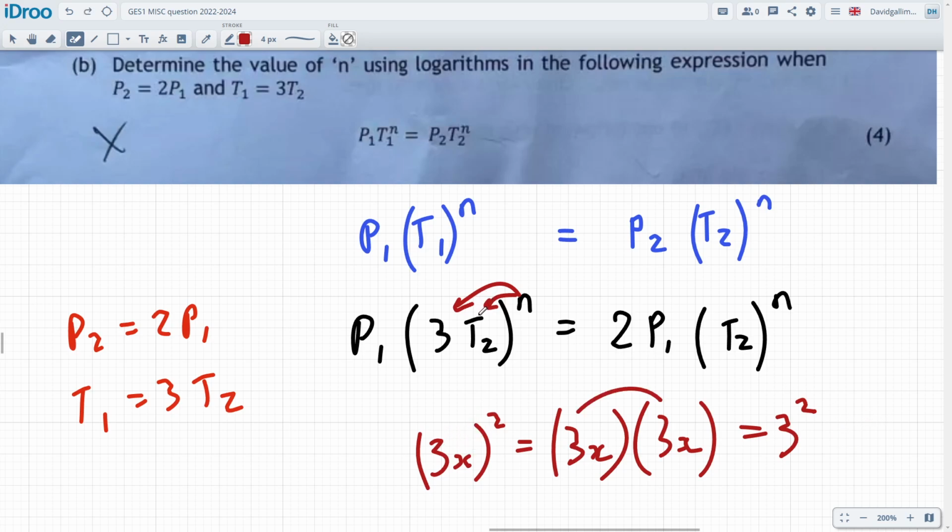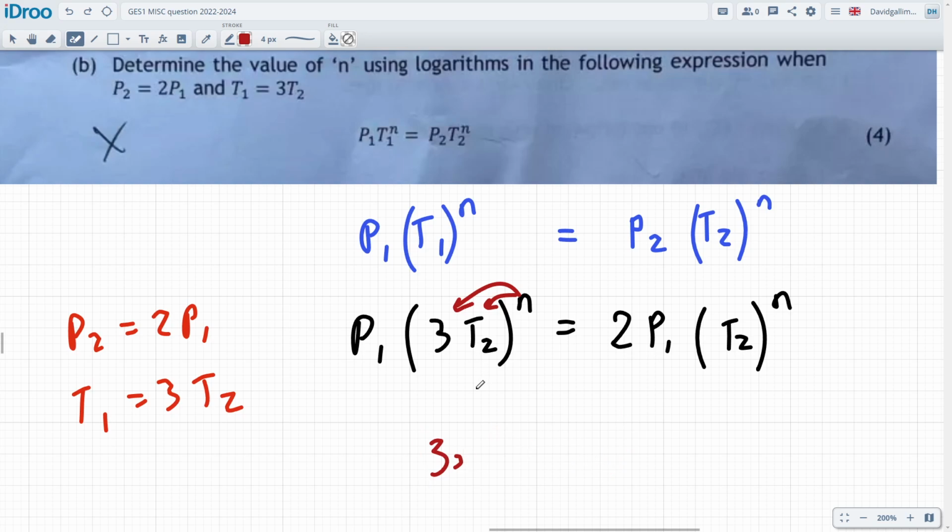So that's what I'm going to do for this one. So let me run all this back and we'll pop it in here. So this is P1, and this is actually going to be 3 to the power of n. I'll put it in brackets because I can't see what's going on.